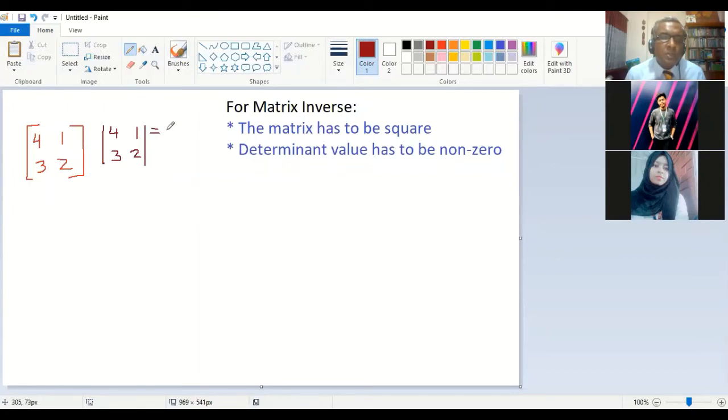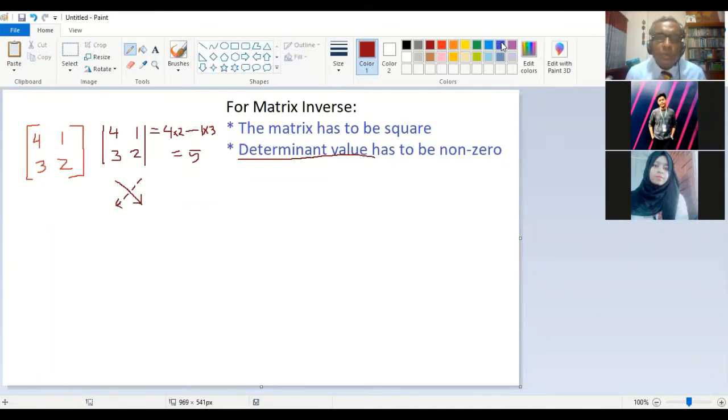The value is very simple. It is 4 into 2, which is 8, minus 1 into 3, which is 3. Altogether it will be 5. This is called the major diagonal, from the top left corner to the bottom right corner, and this is the minor diagonal. So major diagonal first, then minus, then minor diagonal. This is the way we find the value of a determinant, and it will be non-zero.